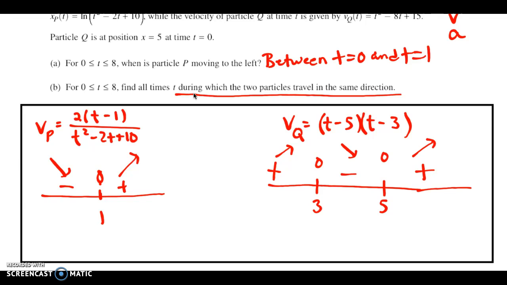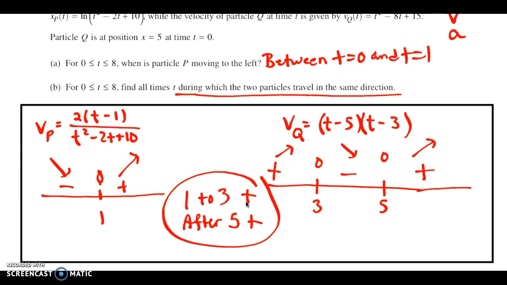So there's what's going on. When are they traveling in the same direction? It looks like the only time they're traveling in the same direction is between 5 and up. Between 1 and 3, it has positive velocity, so heading in the same direction. And after 5, they both have positive velocity. So that would be the answer. It doesn't say justification, but these pictures are enough to justify the answer.